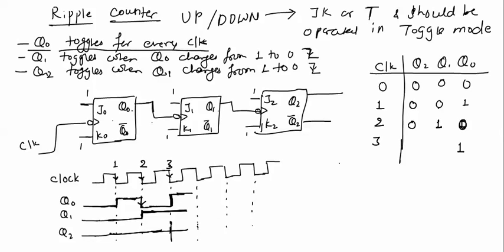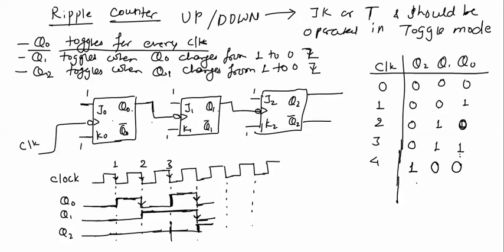Now fourth clock pulse will be applied. At the fourth clock pulse, again Q0 will toggle. It will be changed from 1 to 0. If Q0 changes from 1 to 0, there is negative edge. For this negative edge, Q1 will also toggle. If Q1 changes from 1 to 0, there is negative edge. So first time this last flip-flop is triggered, and when this flip-flop is triggered, its output will change from 0 to 1. So this was changed just now from 1 to 0, this was changed from 1 to 0, and this changed from 0 to 1.